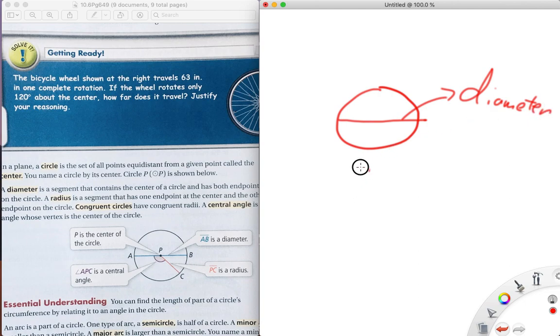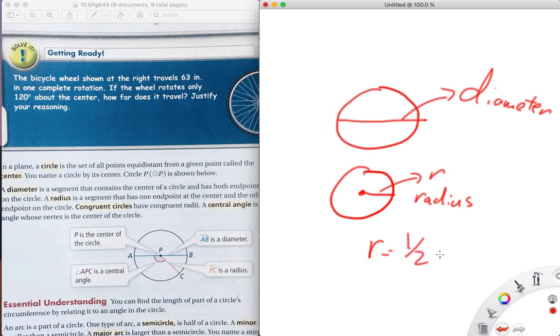We also have with our circle, from the center out, that's our radius. And the radius is always going to be equal to half the diameter. So the diameter goes completely across, and then the radius goes halfway across. So it comes out from the center. Those are things that you guys should already know, I hope.